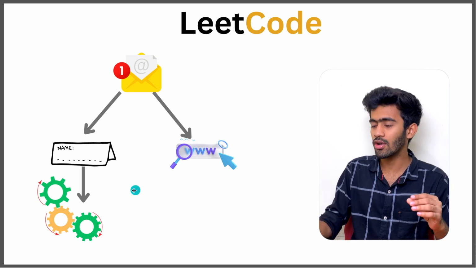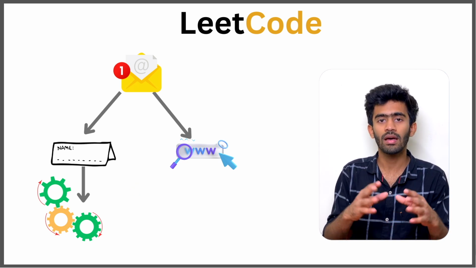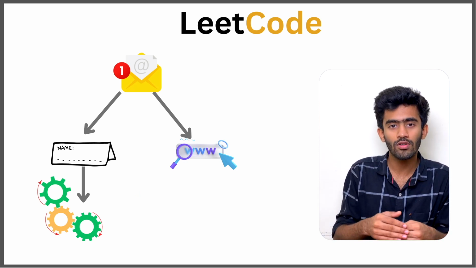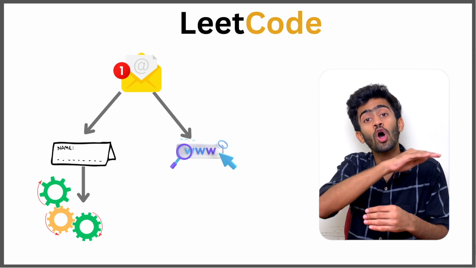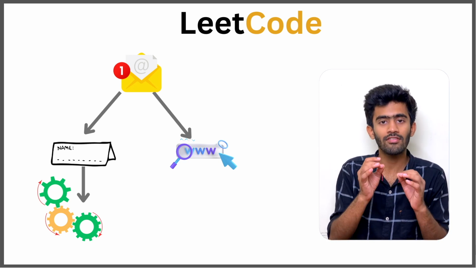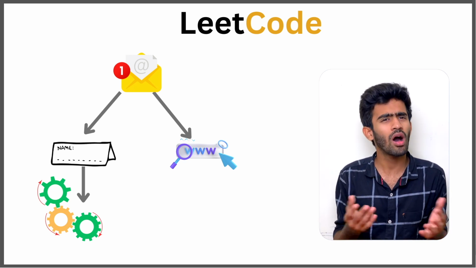That local name and domain name are concatenated together to form a unique email address. So similarly, we are going to do this exact process for all the emails that are given to us. And then finally, we have to tell how many unique addresses we have. So how do we do that?